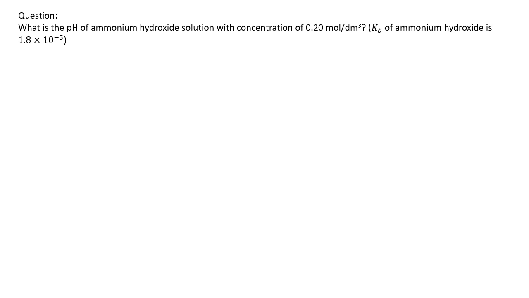Today we will go through a question under the topic of basic solution. The question is as follows. What is the pH of ammonium hydroxide solution with a concentration of 0.2 mol/dm³? Kb of ammonium hydroxide is 1.8 × 10⁻⁵.